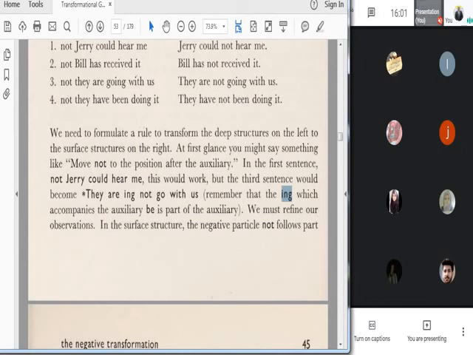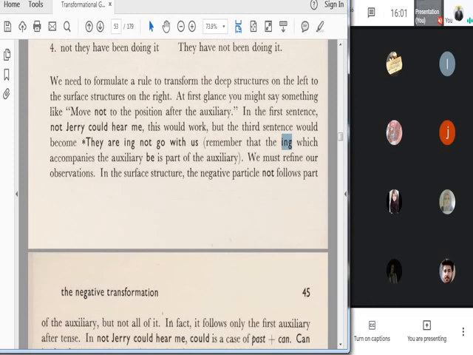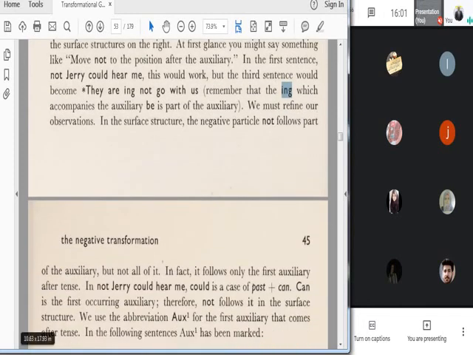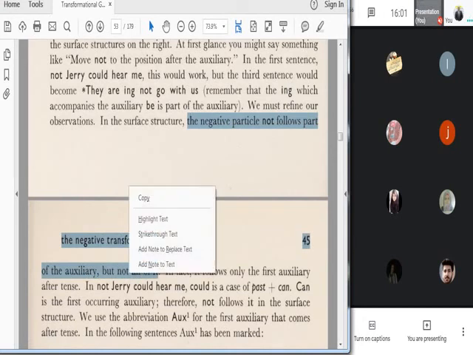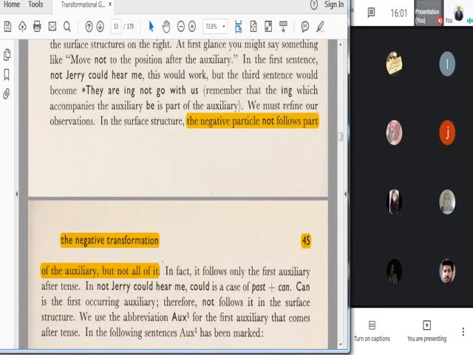In fact, we must refine our observations. In the surface structure, the negative particle not, or the sentence modifier, follows part of the auxiliary, but not all of it. Underline this. In fact, it follows only the first auxiliary.